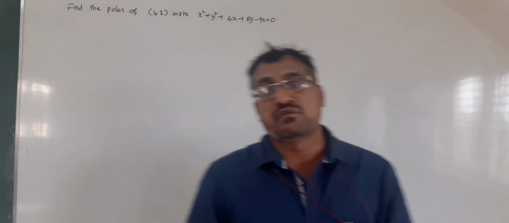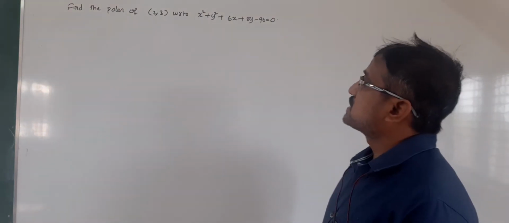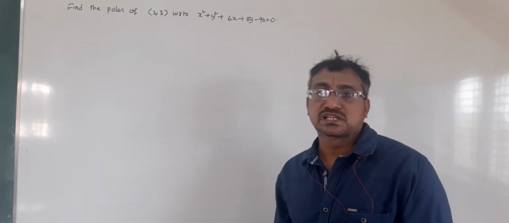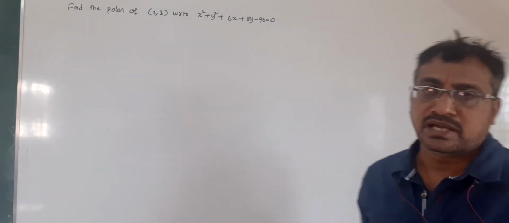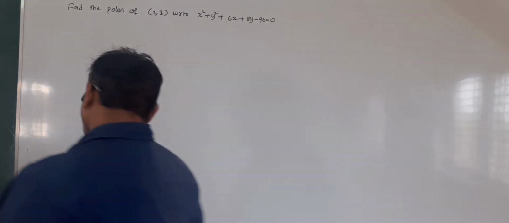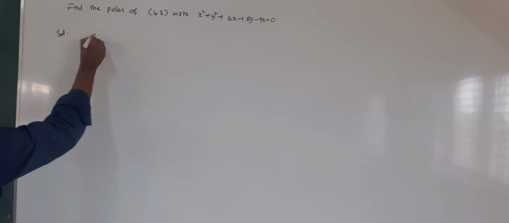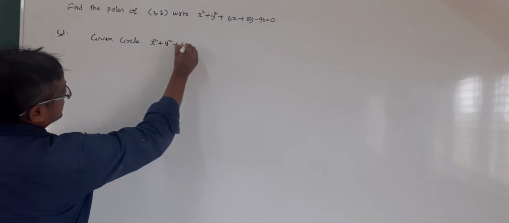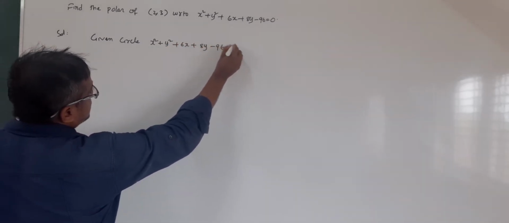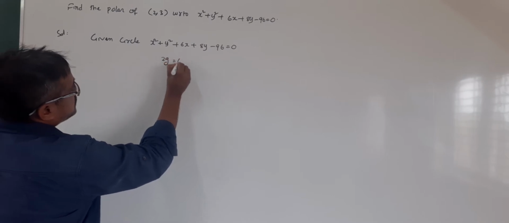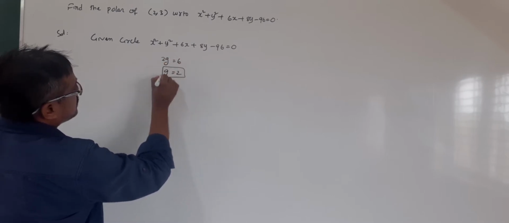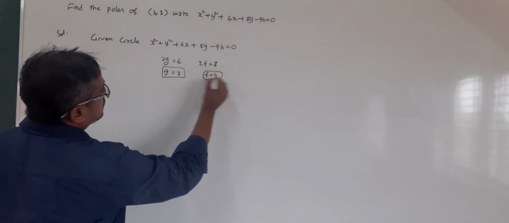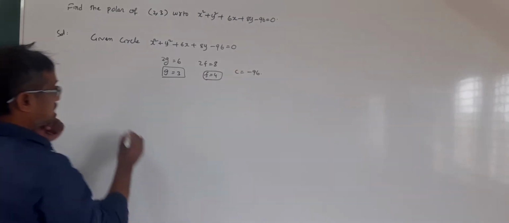The next problem: find the polar of (2, 3) with respect to the circle x² + y² + 6x + 8y - 96 = 0. Now, given circle x² + y² + 6x + 8y - 96 = 0. Here 2g = 6, g = 3, 2f = 8, f = 4 and c = -96.